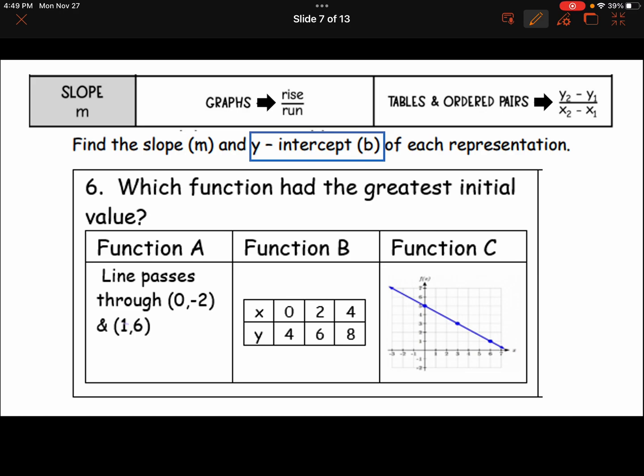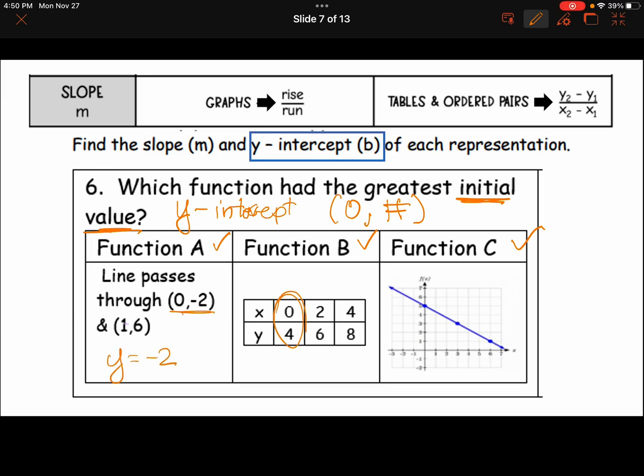So let's apply it. Which function had the greatest initial value? So we have function A, function B, and function C. The greatest initial value is the y-intercept. And the y-intercept, can't spell, is always when x is 0 and y is some number. So in this one, the y-intercept is -2.